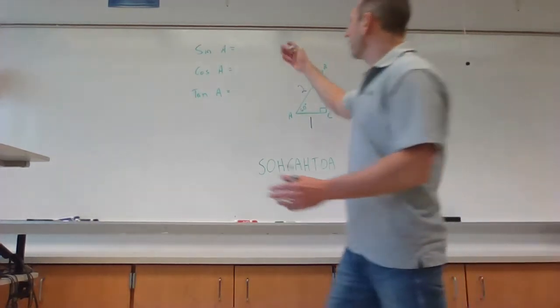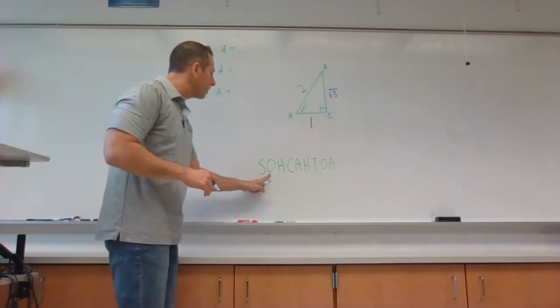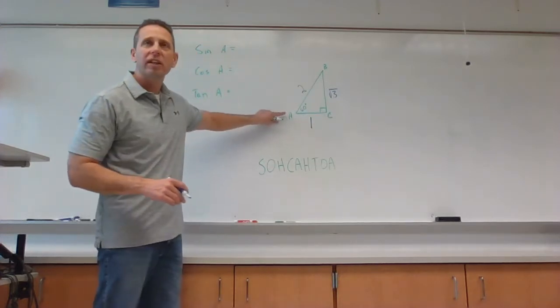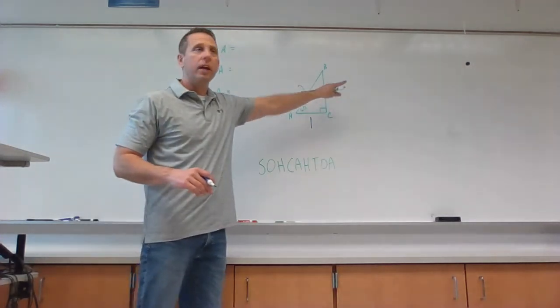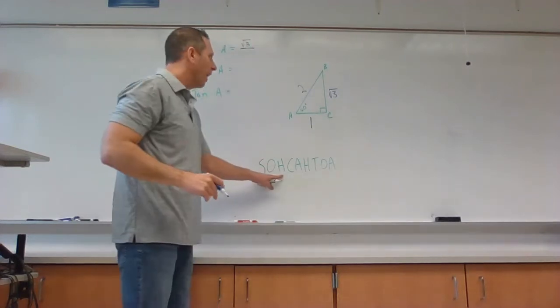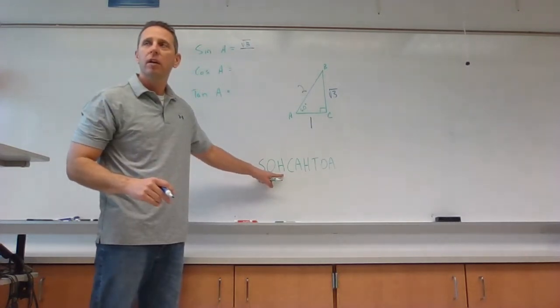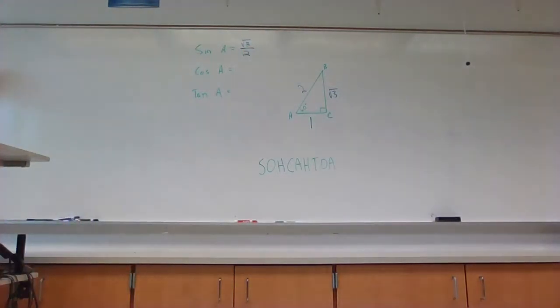Now, let's write the sine ratio. Sine of angle A is the opposite side over the hypotenuse. What side is opposite angle A? Good, rad 3. So this is rad 3 over the hypotenuse, which is 2. Rad 3 over 2. That's the sine of angle A.